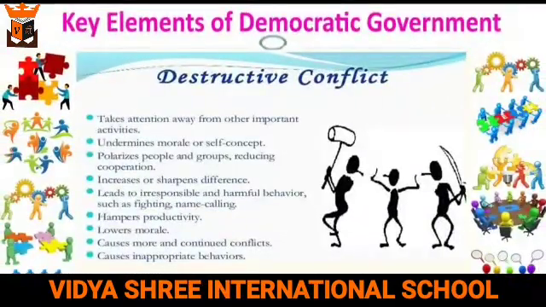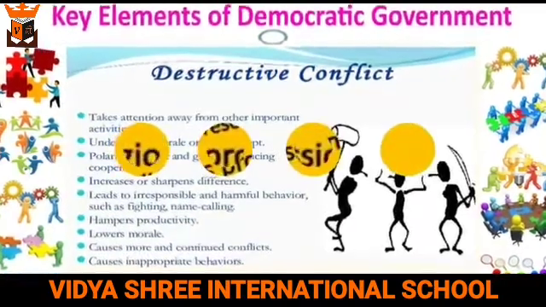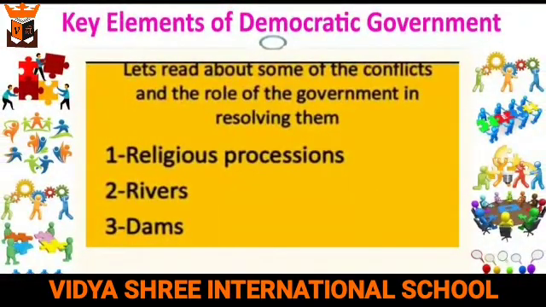People may use violent means to settle their differences. This leads to fear and tension among others living in an area. The government is responsible for helping to resolve conflicts. Let's read about some of the conflicts in our society and the role of the government in resolving them.